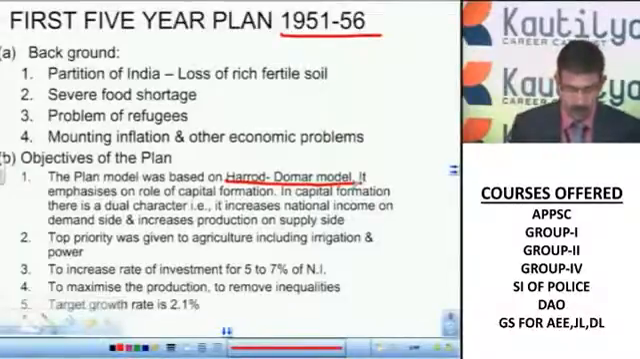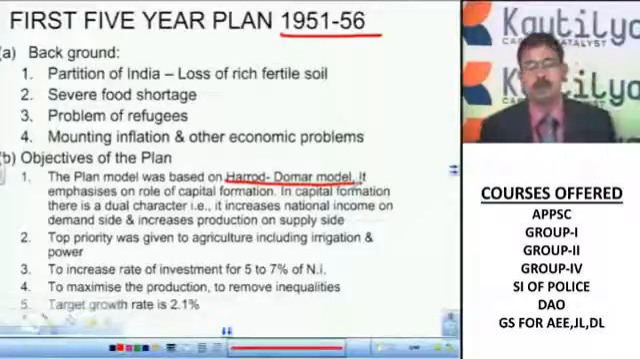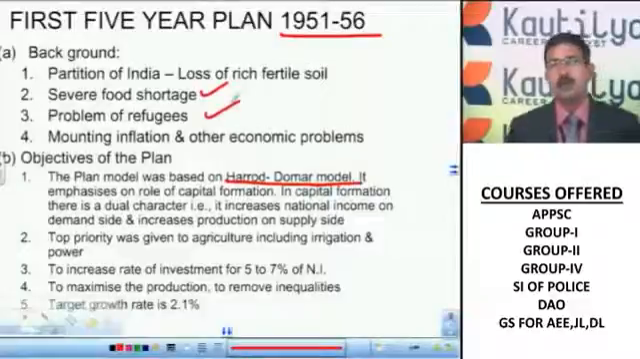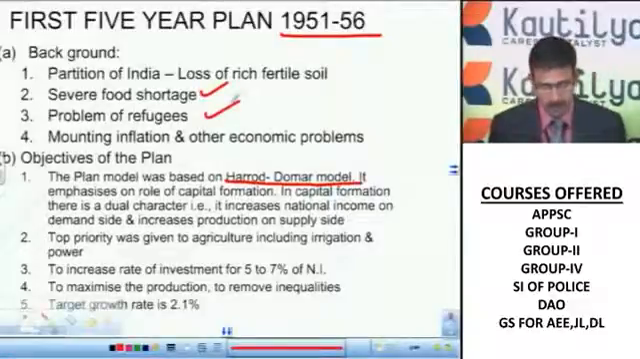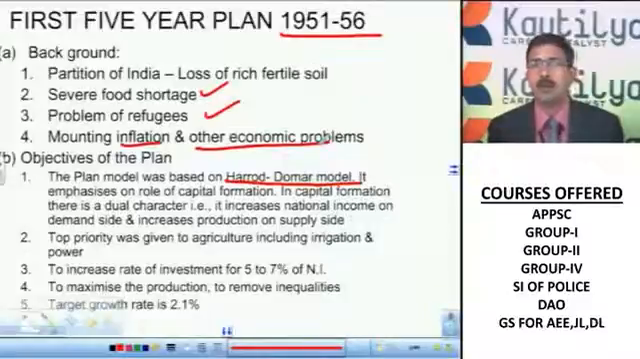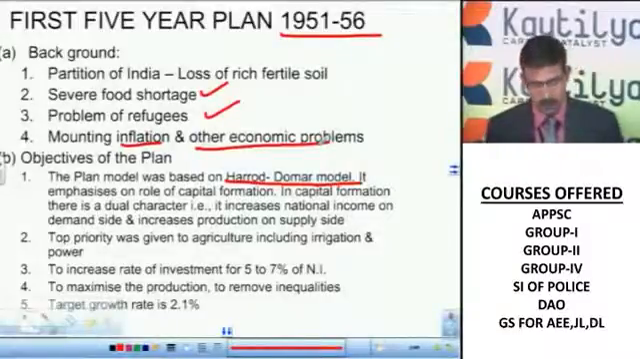Given the backdrop, the partition of India, loss of fertile soils to neighboring nations, and internally India suffered with severe food shortage, and added to this there were a lot of problems of refugees, mounting inflation and other economic problems. In this background, we launched the first 5-year plan, and the immediate goal in front of us was solving the problem of hunger and poverty, thereby agriculture was given top priority.